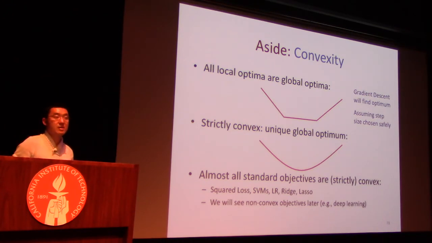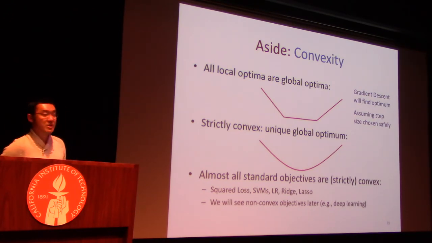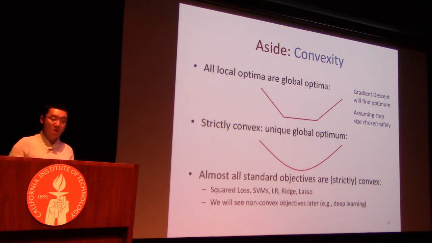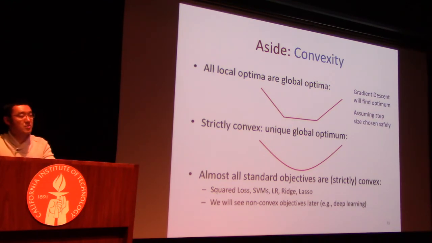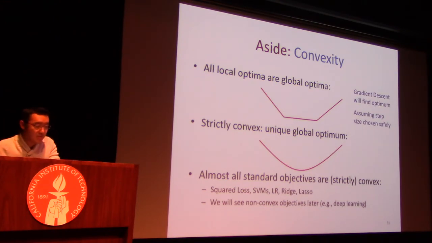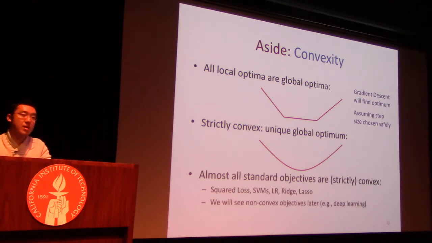So when you have a convex loss function and a convex learning objective, and you're minimizing that, all local optima are global optima. If a function is strictly convex, it has a unique global optimum. Almost all the standard learning objectives that we're going to talk about in class give rise to a convex learning objective. Sometimes the learning objective ends up being non-convex because we use a nonlinear model class, such as deep neural nets. But if you use a linear model class, then you get a convex learning objective, which means gradient descent will always find you the global optimal solution.